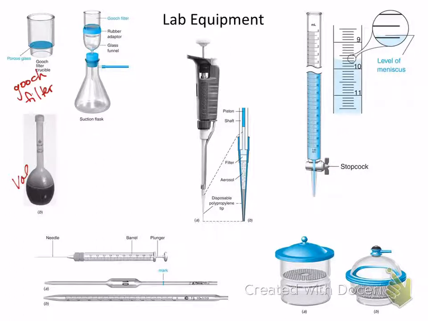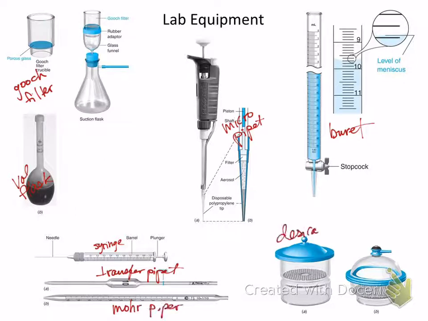And we place this on a funnel with a rubber adapter so that we can actually draw a vacuum through that upper funnel, and we can use that to filter. We have volumetric flasks. We have micropipettors like the digital one we're using for our first lab. The burette, of course, we're using a Class A burette, and we'll discuss best ways of reading burettes when we get to titrations.